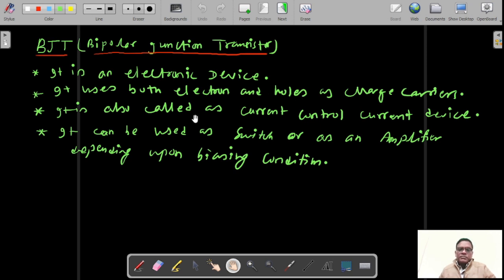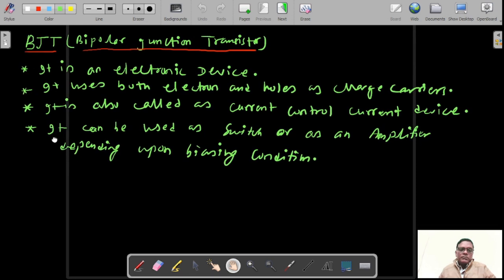And it is also called a current controlled current device, because this device uses input current to control the output current. Generally, the input current is taken as the base current and the output current is taken as the emitter current in the case of an amplifier circuit. And according to the biasing condition, the circuit can be operated as a switch as well as an amplifier. So let us see what the different biasing concepts are.